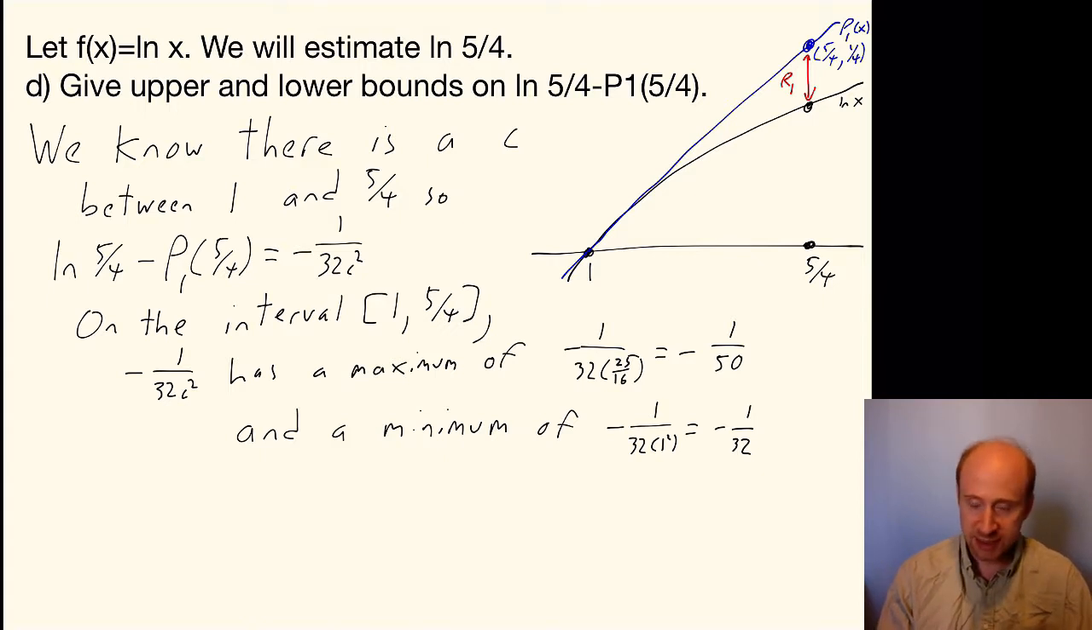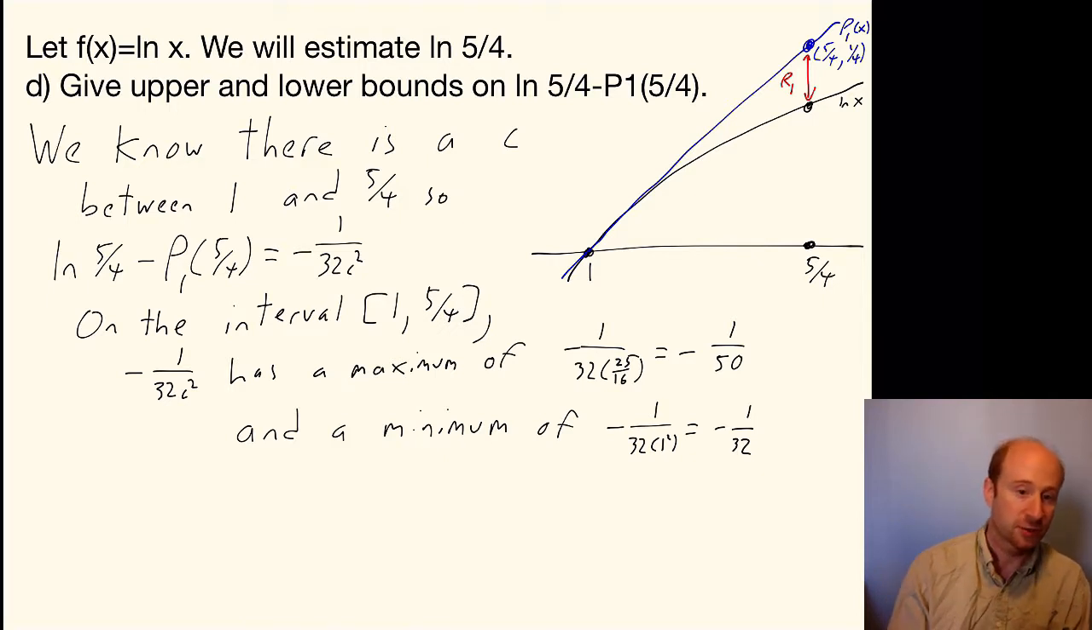We're not interested in the exact value of c. What we're interested in is getting bounds on this error term, knowing the bounds on c. We're almost always interested in looking at this function. In our case, it's negative 1 over 32c squared, and just getting the quickest, easiest bounds that we can get on it.